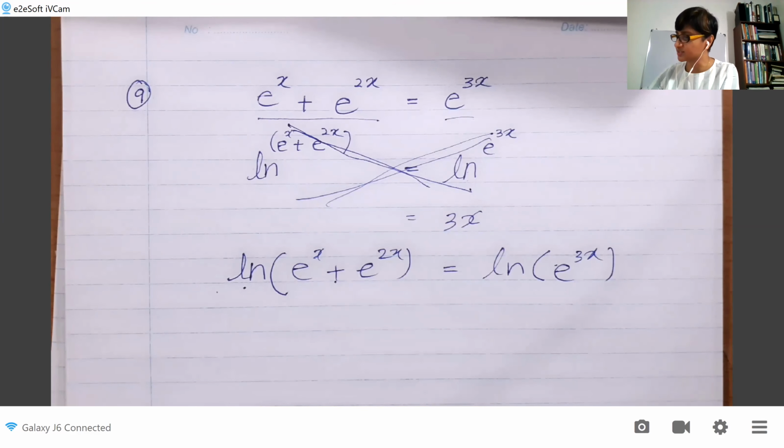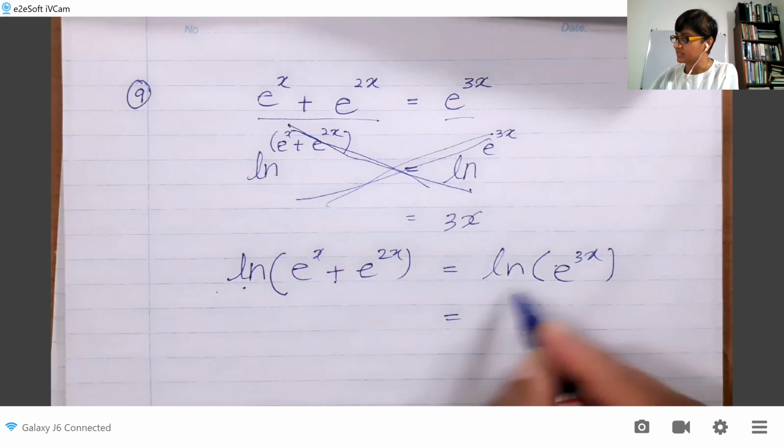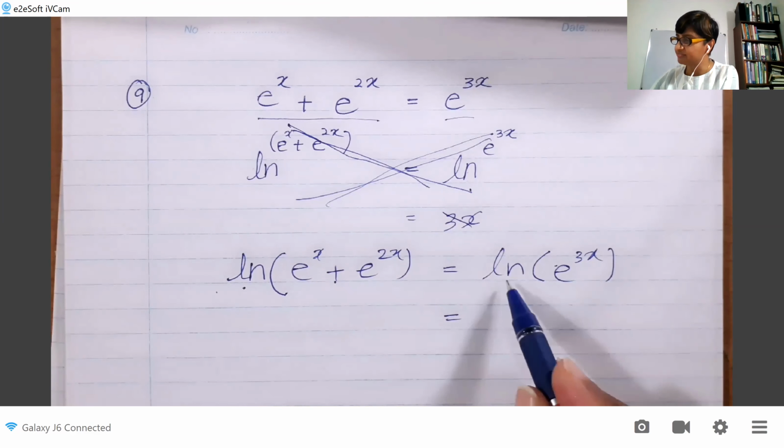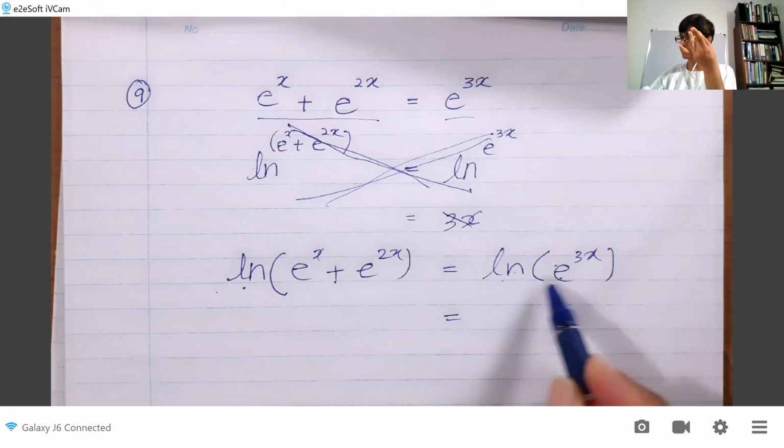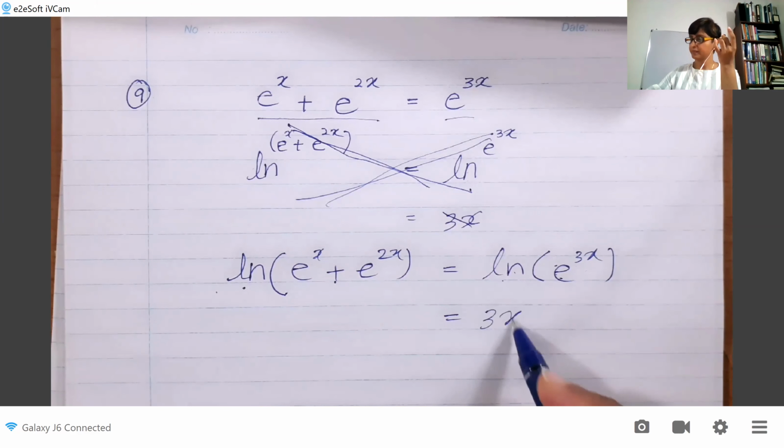But then, okay, so again, this side is wrong. This side, ln of e to power. So these two cancel off and you get 3x. That's it. That is correct.